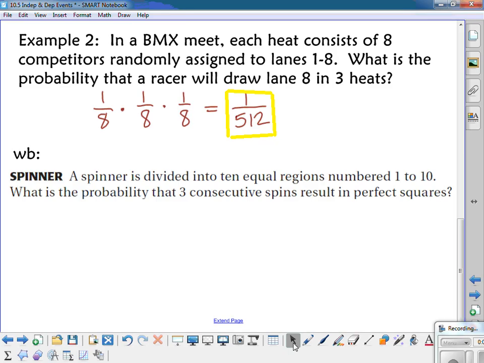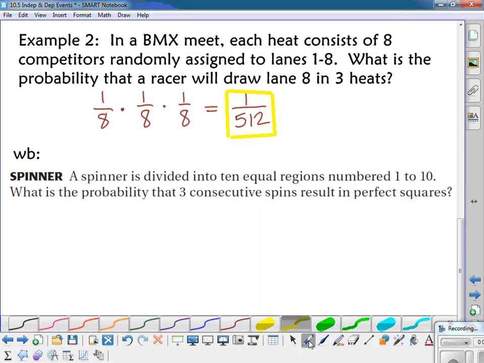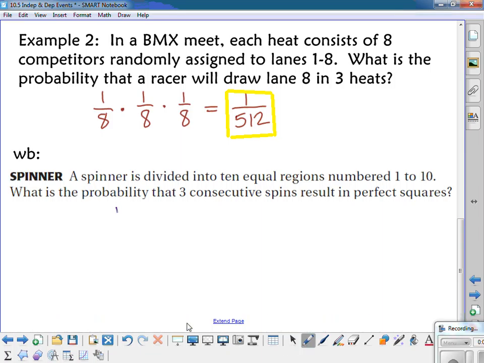So how many perfect squares are there from 1 to 10? I hear 1, I hear 2, I hear 3. What is 1 squared? What's 2 squared? What's 3 squared? How many are there? There's 3 out of 10. Okay, this shouldn't take you long to figure out.